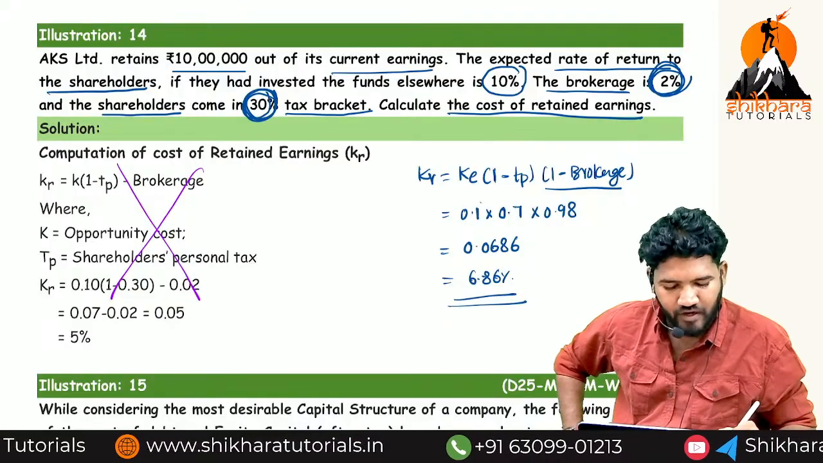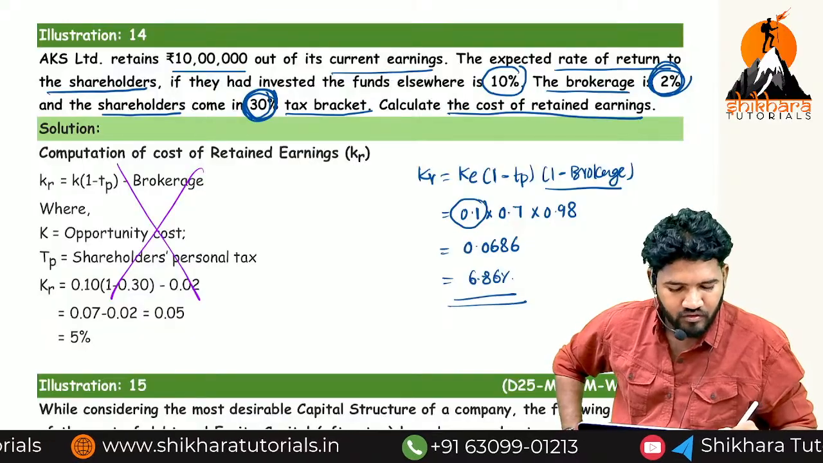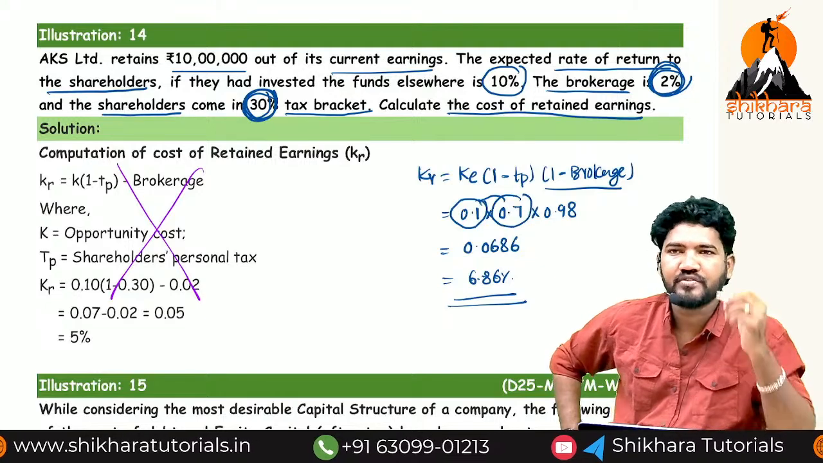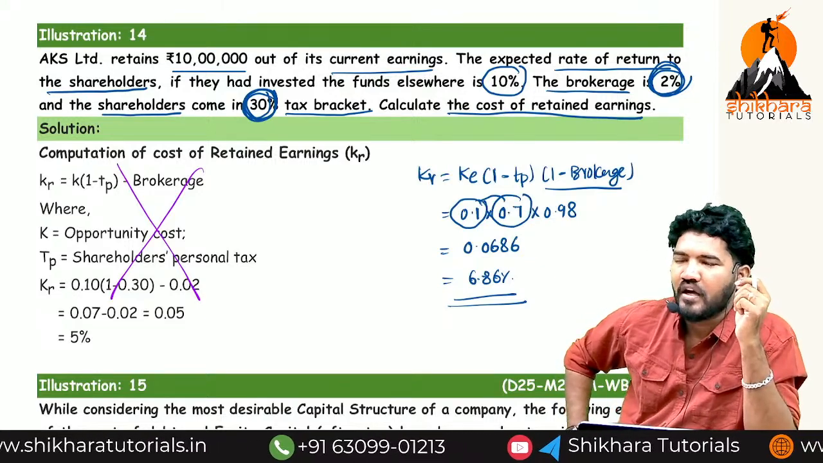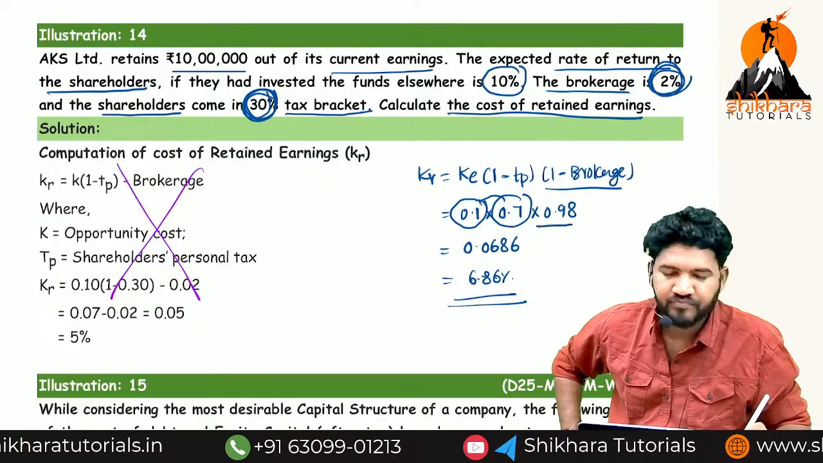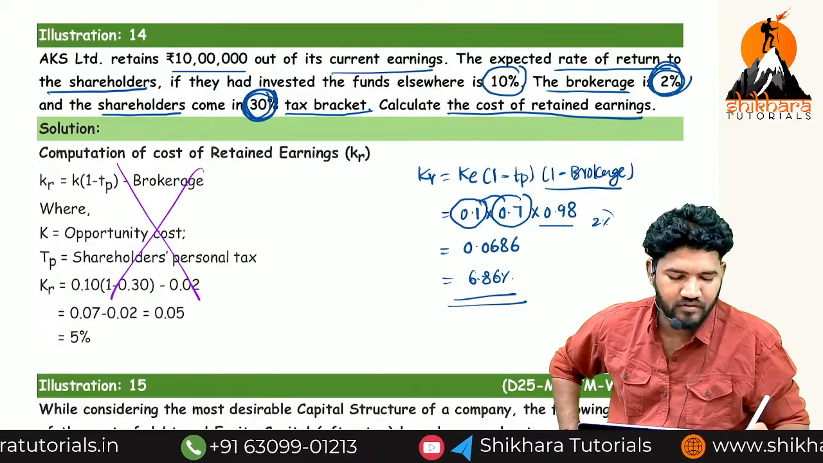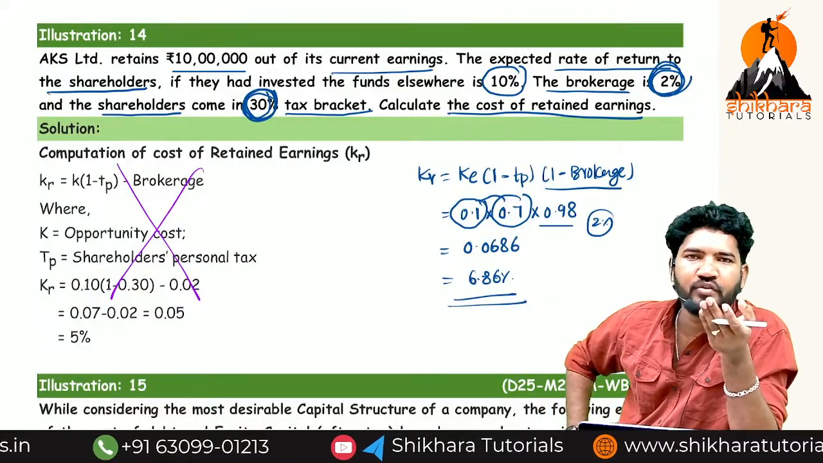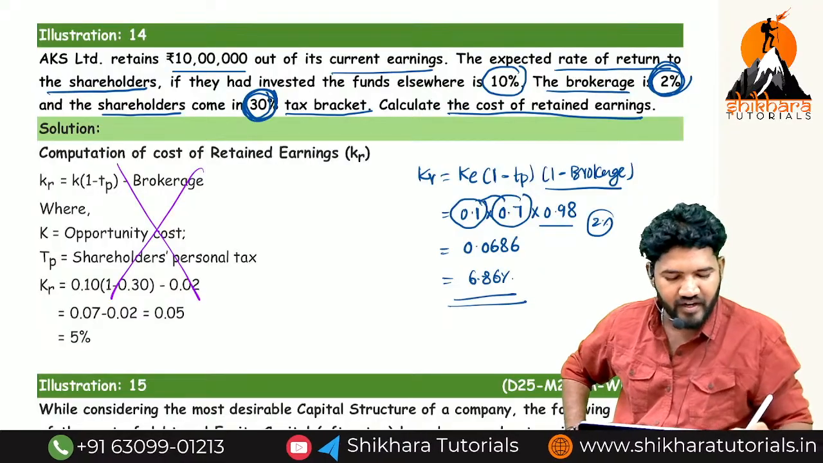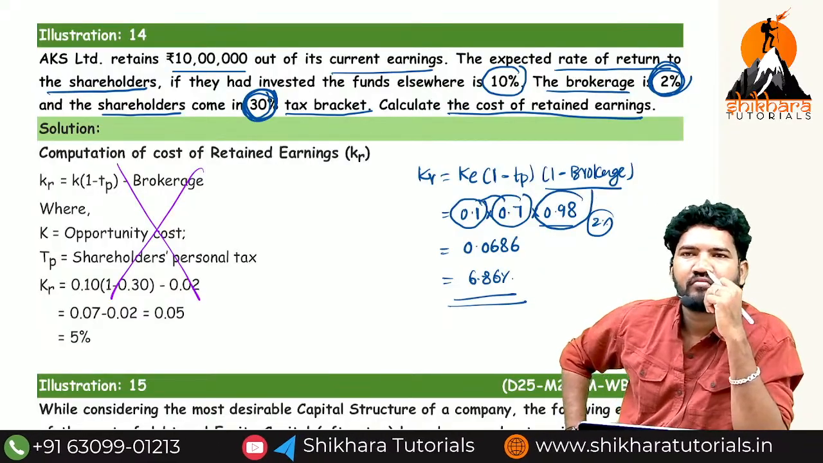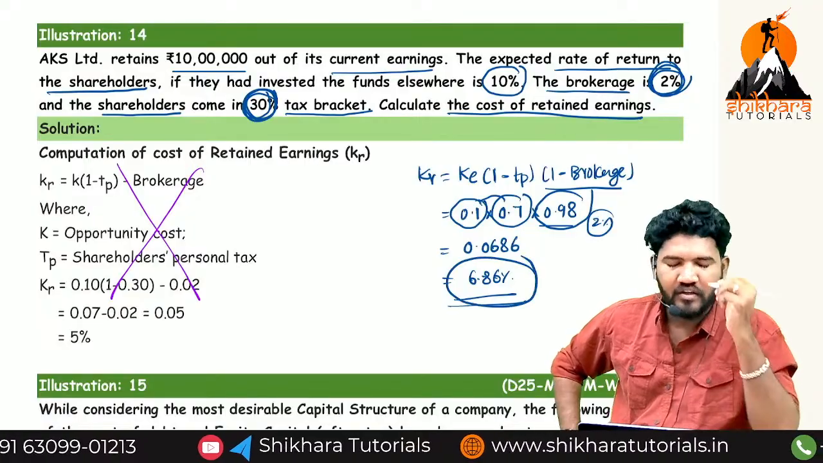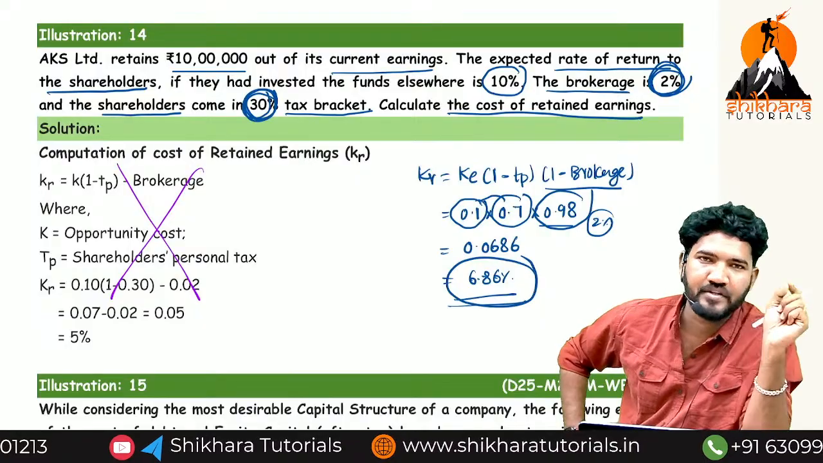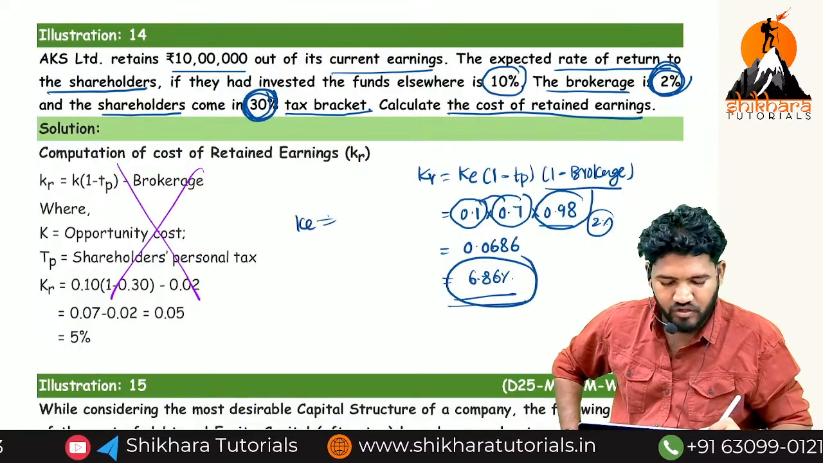Simple. 10 rupees they are expecting. Out of that 30% tax. If you pay tax, you will get only 70%. How much? 7%. On that 7% also you will get only 98%. They will cut 2% brokerage. If they cut 2% brokerage, out of 100% you will receive only 98%. That only I recorded here, 0.98. Now effectively retained earnings shareholders will receive 6.86%, not 10%. Now KE is not equals to KR.